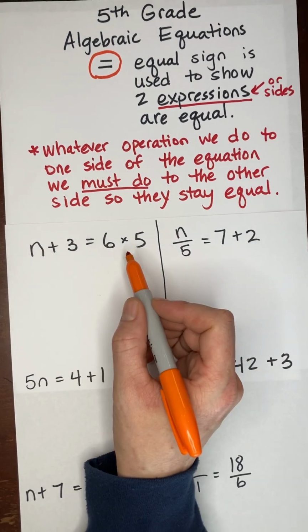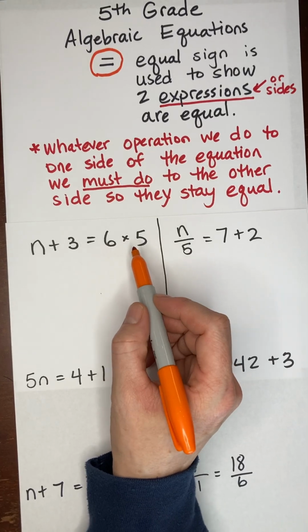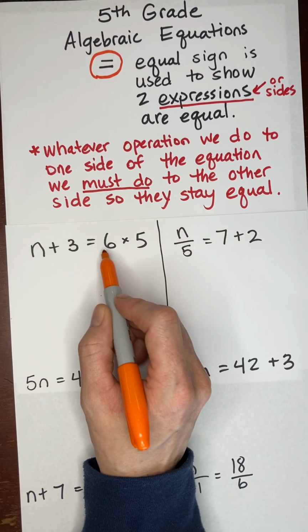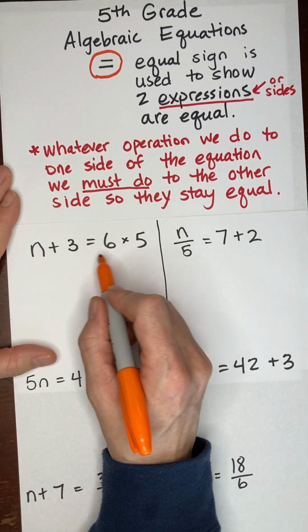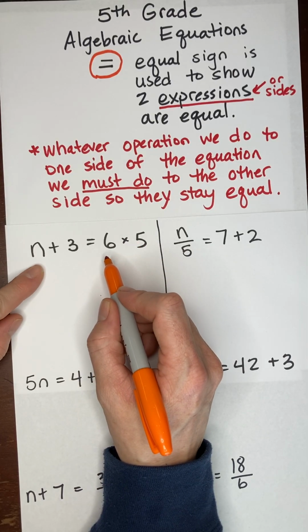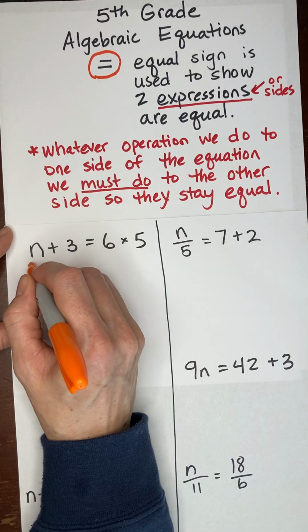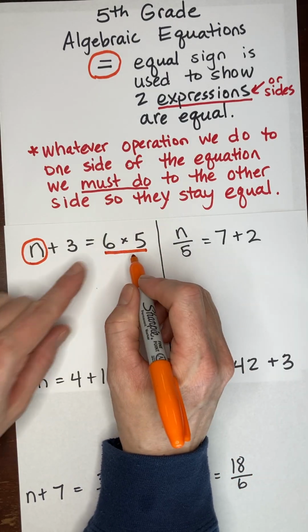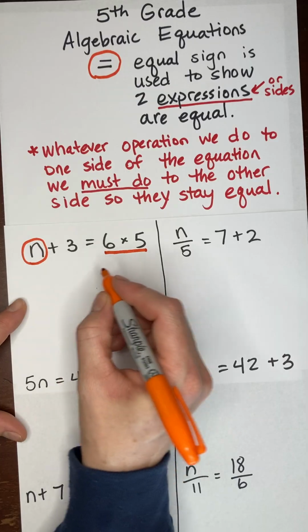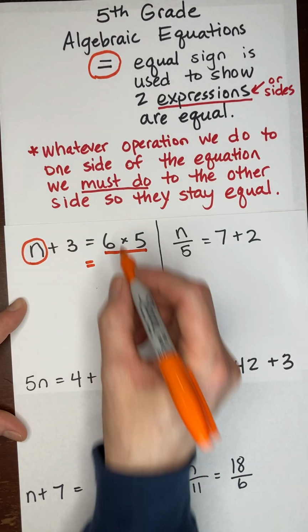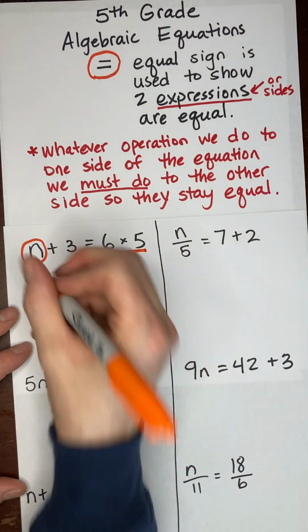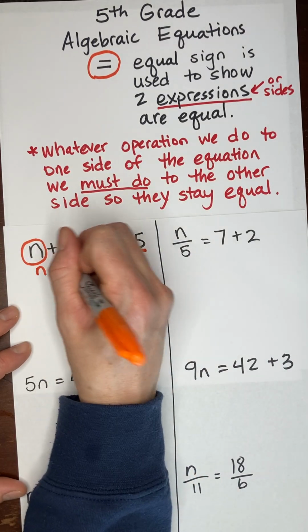The first thing we need to do is simplify. That means solve, simplify, make one number on the side without the variable. Okay, so our variable here is n. That's what we're going to solve for, but we need to solve the other side and simplify it to one number. Okay, so equals 30. 6 times 5 is 30. Okay, so I have n plus 3.